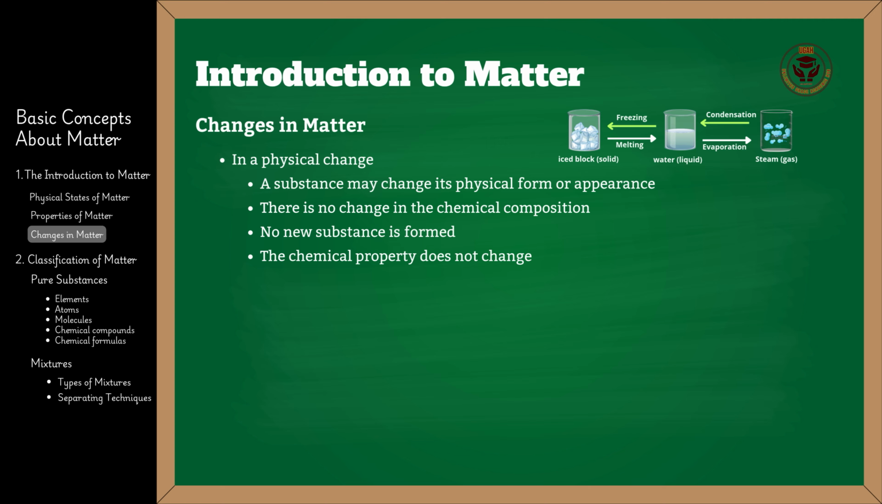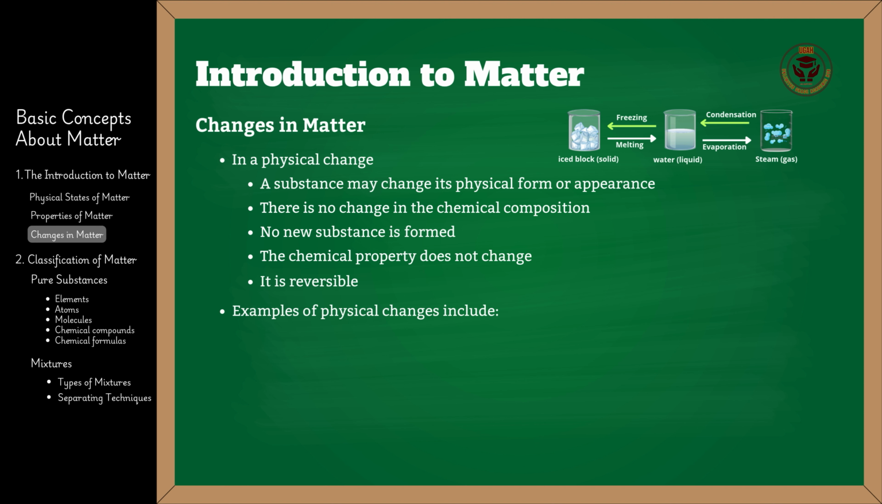The last notable characteristic of physical change is that it is reversible. Let us look at this example again. The ice block changes to water, then changes to steam. When the process reverses, all these items can be obtained back to their starting material. So physical change is reversible.